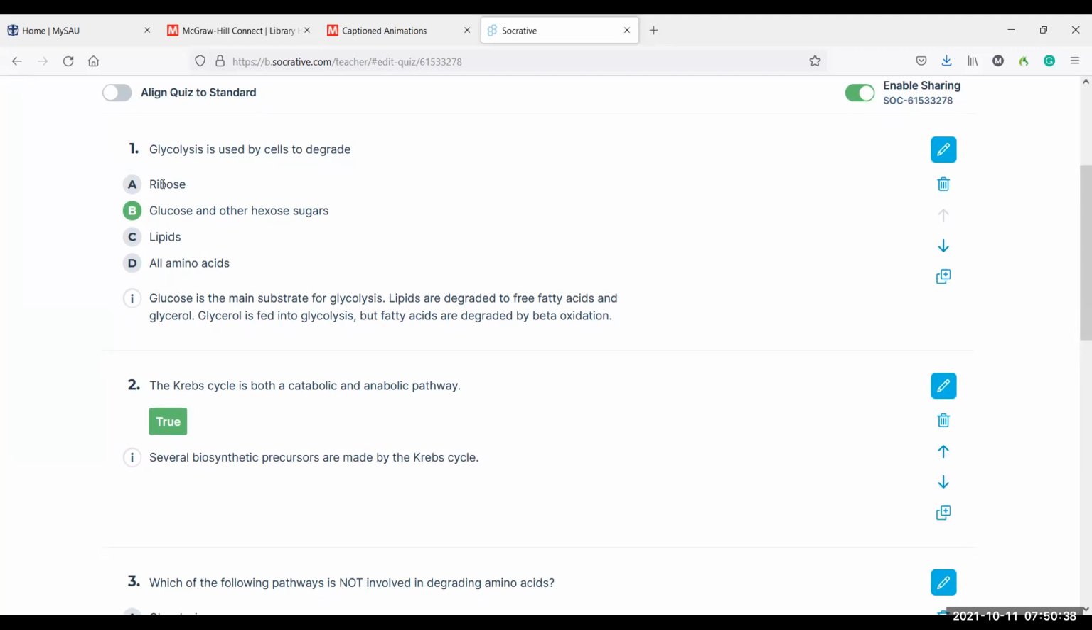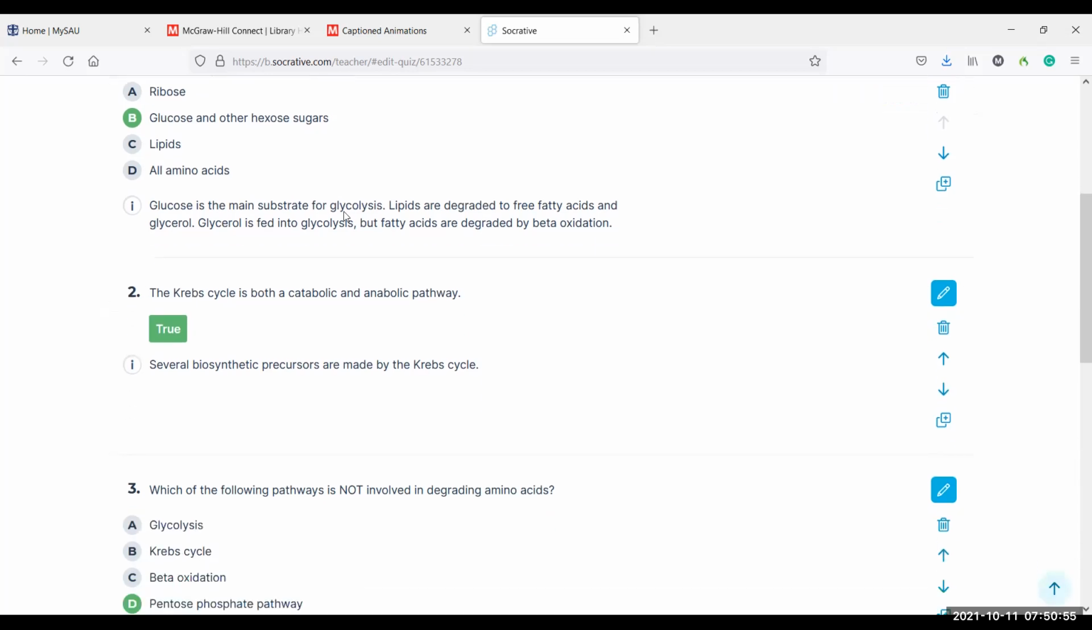Ribose, no. You don't use glycolysis to degrade ribose. You use other means to degrade ribose. Glucose and other hexose sugars, that's the main function of glycolysis. So B is the right answer here.